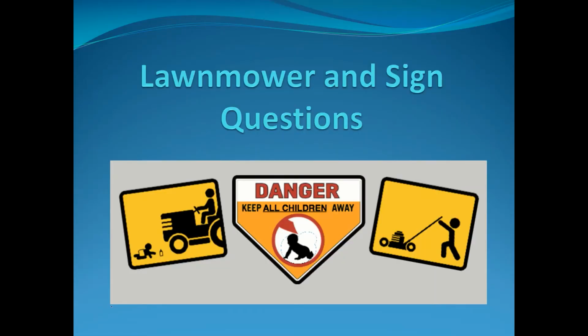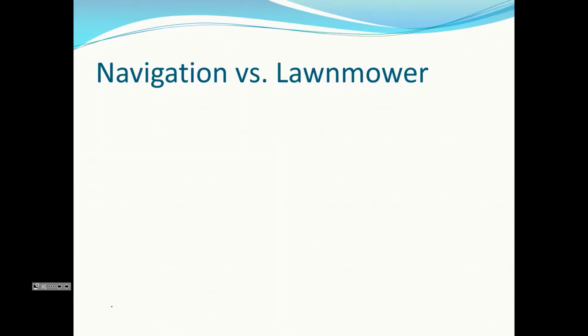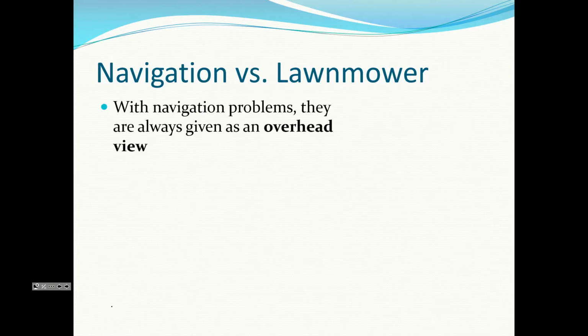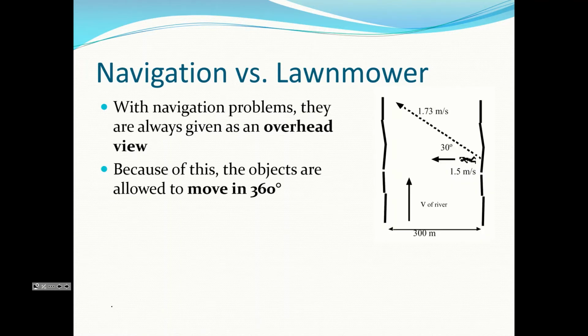So we are going to do lawnmower and sign questions, which is just a couple of specific 2D questions. They're not all lawnmowers and signs, but it just helps you identify the problems a little bit better. Okay, so you need to know the difference between navigation problems, which we did last lesson, and lawnmower problems. So with navigation problems, they're always given as an overhead view. So because of this, objects are allowed to move in 360 degrees. So this is an example here, right? The swimmer could go north, the swimmer could go west, the swimmer could go south, the swimmer could go east, the swimmer could go in any directions.